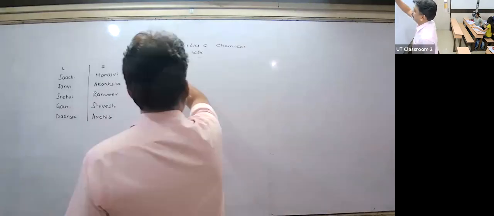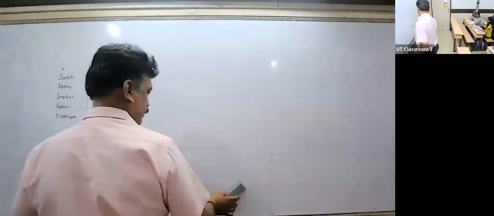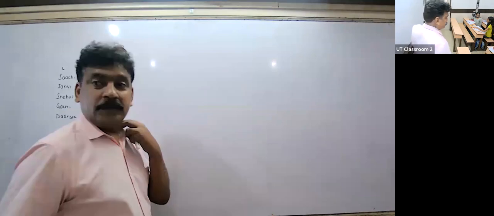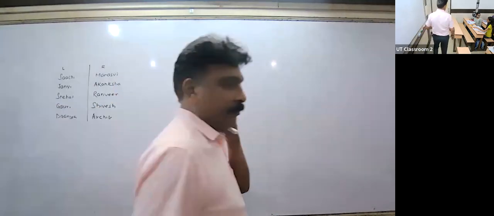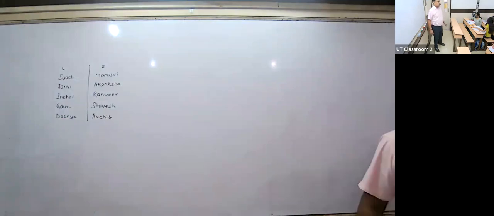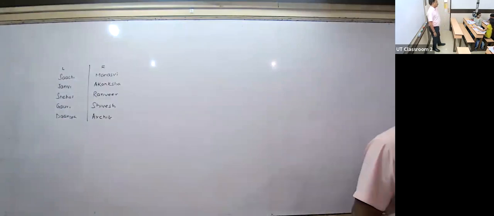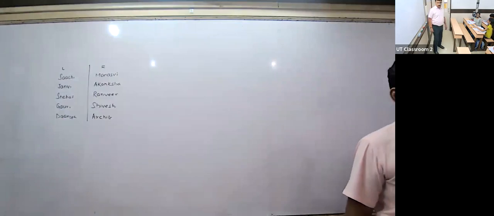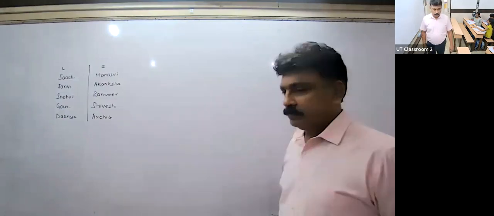Next one. Read. Certain reactions take place in the presence of heat, endothermic. Example, decomposition reaction. CaCO3 with the help of heat gives CaO plus CO2.